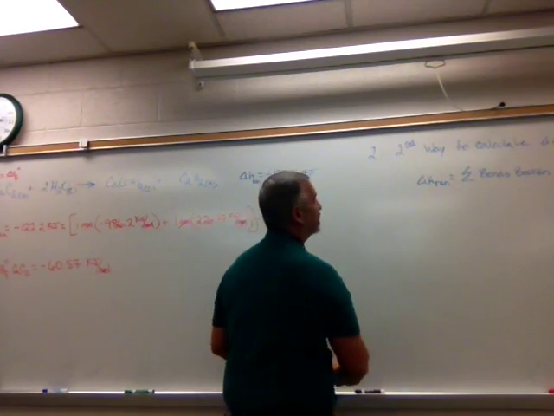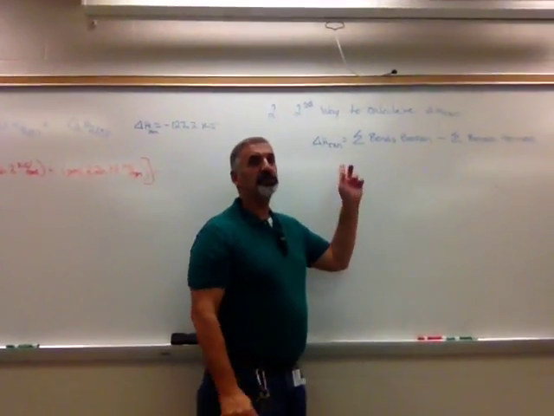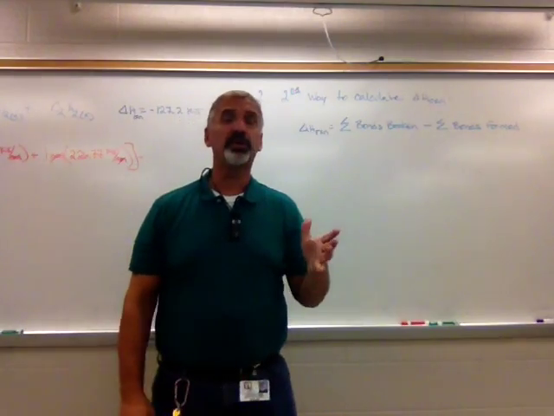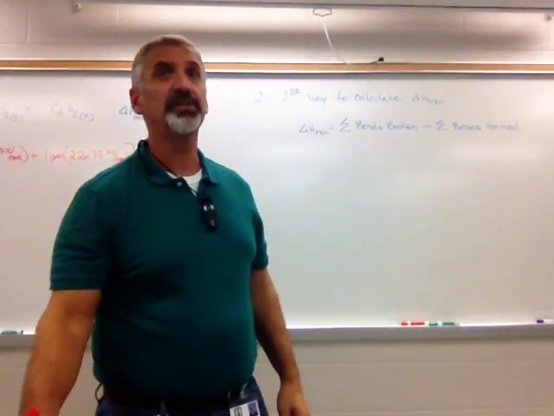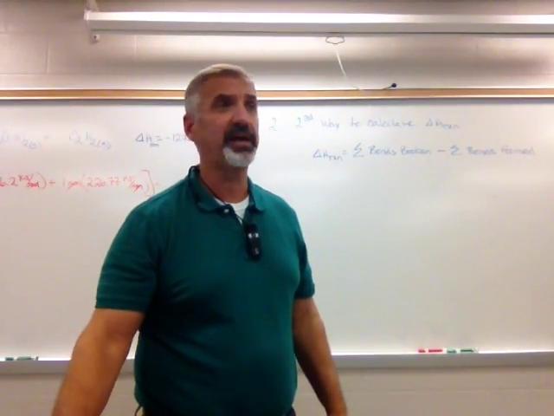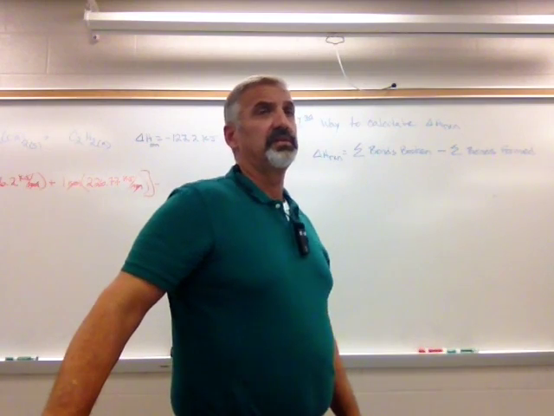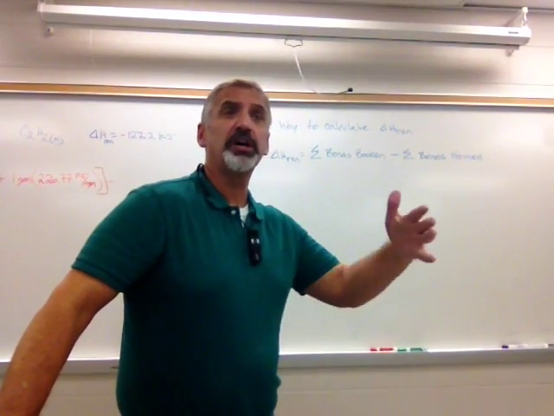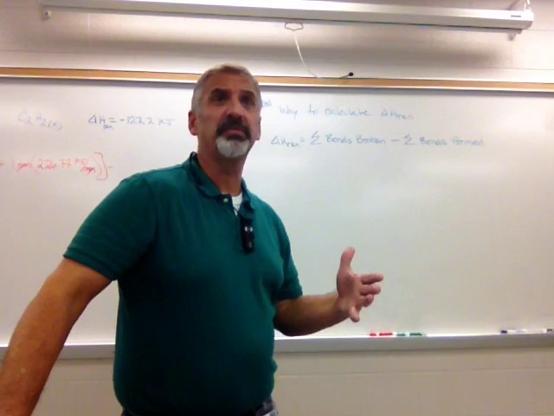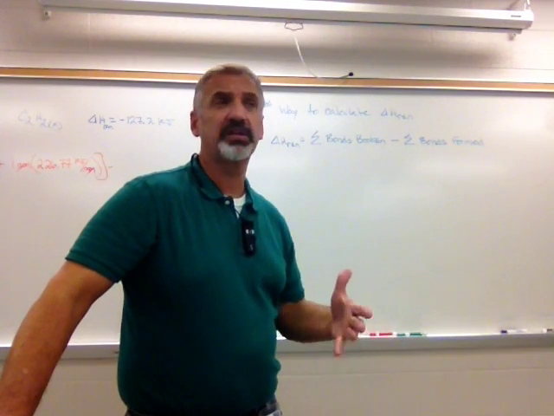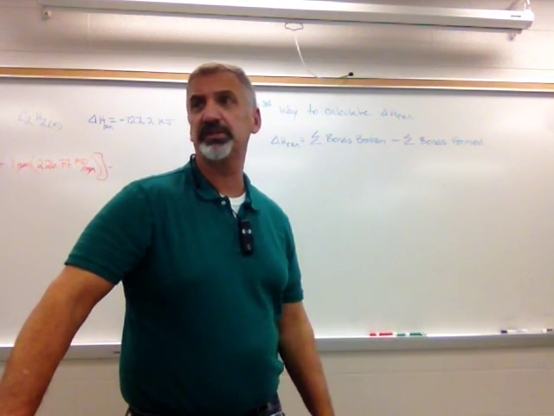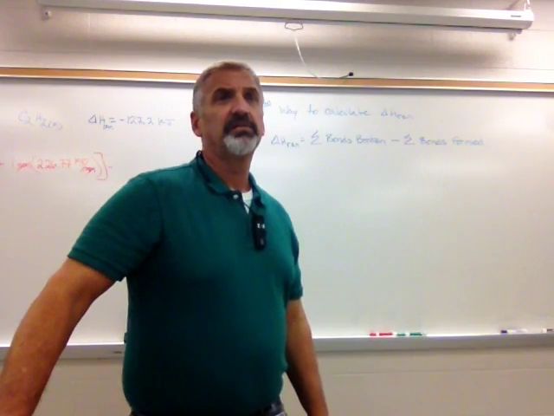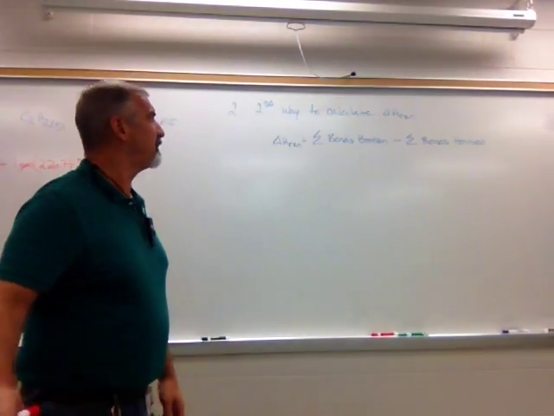And that's going to be bonds broken minus bonds formed. But if you know in the notes somewhere way back when in the middle of Friday, I said there are two ways to calculate delta H of a reaction. So far, everything we've been talking about has been this first way, the sum of the heat of formations of products minus the sum of the heat of formation of reactants. The second way is using bond energies.